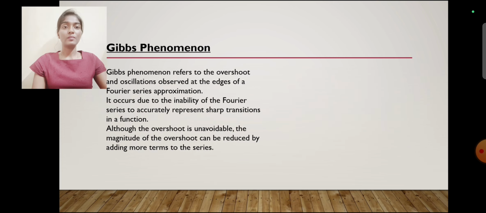Gibbs phenomenon. Gibbs phenomenon refers to the overshoot and the oscillations observed at the edges of the Fourier series approximation. It occurs due to the inability of the Fourier series to accurately represent sharp transitions in a function. Although the overshoot is unavoidable, the magnitude of the overshoot can be reduced by adding more terms to the series.